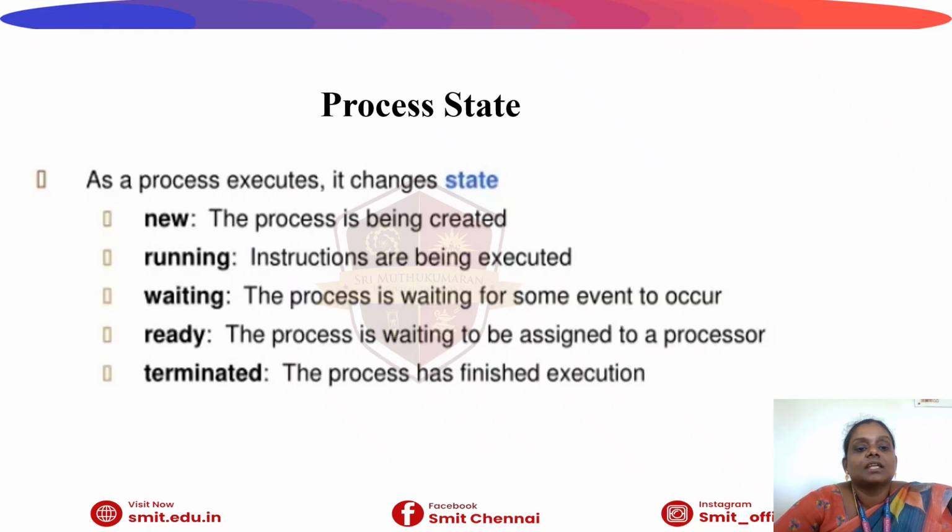Then process state. A process changes its state while executing. It has five states: new, ready, running, waiting, and terminated. New is when the process is created. Ready is waiting for CPU. Running is when the CPU is executing it. Waiting is waiting for input output devices. Terminated is after completing the process, that means the process finished.